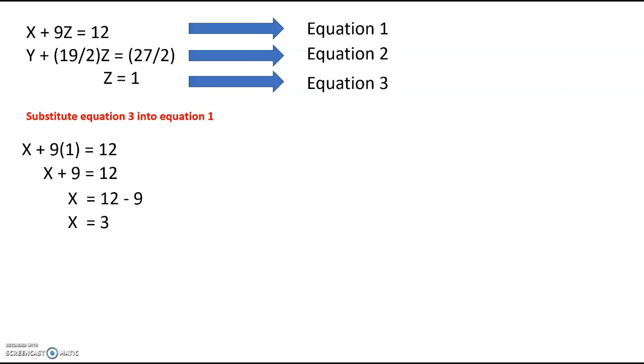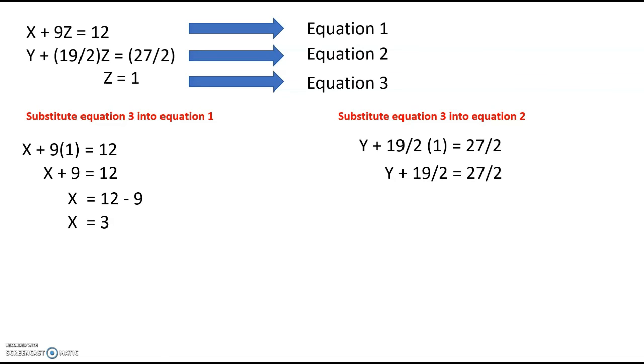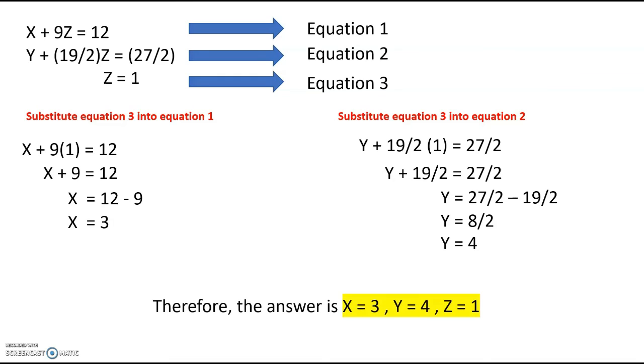So now we're going to find the value of y here. So we're going to substitute equation 3 into equation 2. So y plus 19 over 2 times 1, which is value z, is equals to 27 over 2. So y plus 19 over 2 is equals to 27 over 2. We're going to bring the 19 over 2 to the right side. So y equals to 27 over 2 minus 19 over 2. And then the answer is y equals to 8 over 2. But we can simplify that. So it will be y equals to 4. Therefore, we already have the values of x, y, z, which is x equals to 3, y equals to 4, and then z equals to 1.